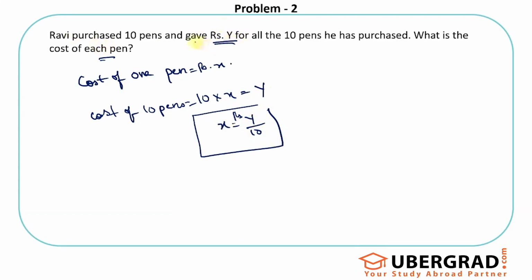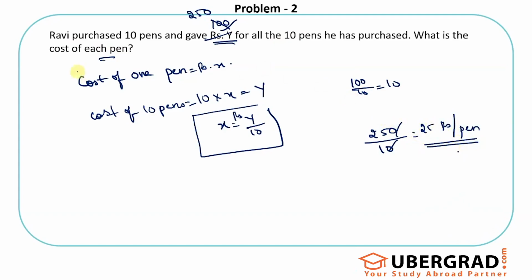Instead of this, imagine I gave you a question that Ravi purchased 10 pens and gave 100 rupees for all the 10 pens. What is the cost of each pen? 100 rupees by 10, that is 10 rupees. Instead, let's say he paid 250 rupees for all the 10 pens. What is the cost of one pen? 250 rupees is the total, divided by the 10 pens he purchased, so it's 25 rupees per pen. That's how you find the cost of each pen.